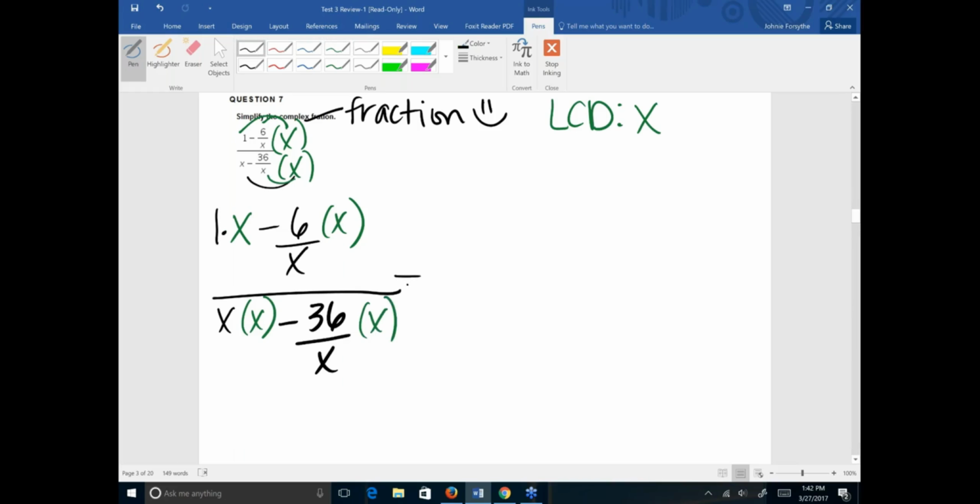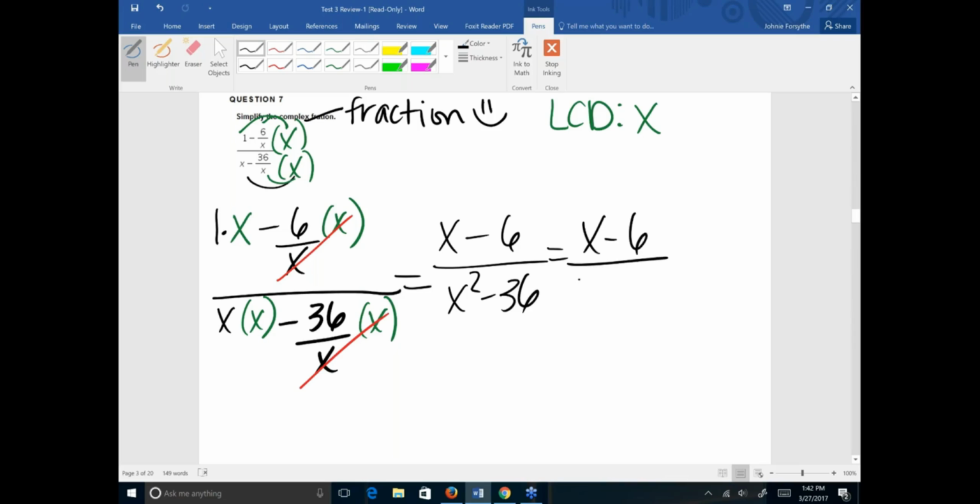Okay, so now let's see what's going to happen. So 1 times x is just x. And then negative 6 over x times x, your x's cancel out, and I'm just going to have minus 6. So that's my numerator. And then at the bottom, x times x is x squared, and then negative 36 over x times x, the x's cancel out, and I'm left with just negative 36. And then now I can factor the bottom. That's the difference of two squares. I'm going to have x plus 6 times x minus 6.